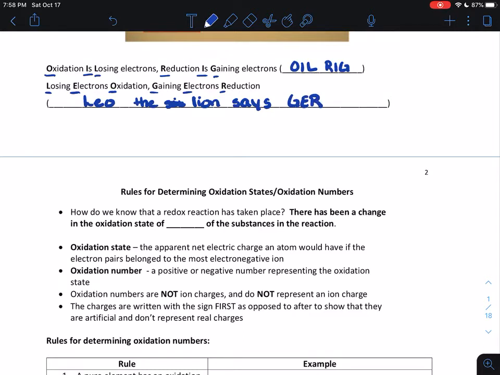One of the things that I highly recommend that you do is, when you are doing a worksheet or writing a test, write that down on a piece of paper. LEO, either OIL RIG or LEO GER, so you will always have that to keep in mind when I'm asking you if something becomes oxidized or reduced, or whether you have to figure that out. It's always something good to have on a sheet of paper. I do that all the time to help me remember.